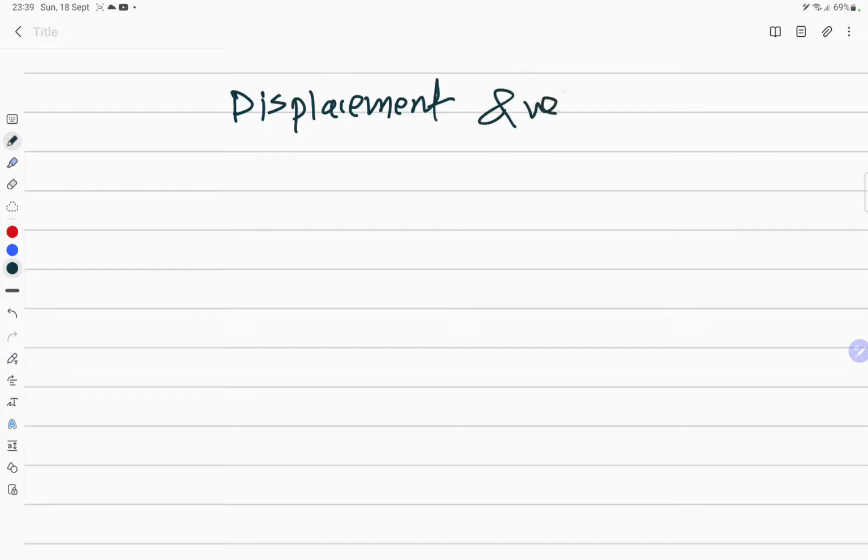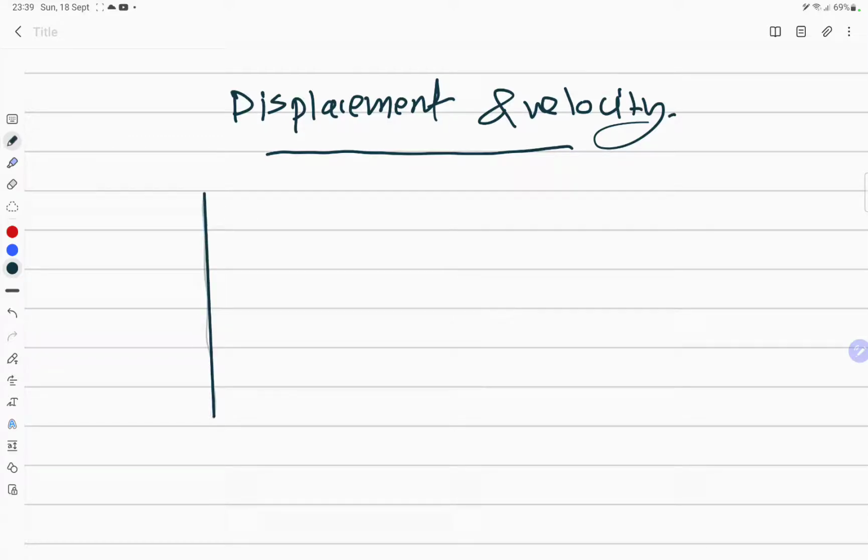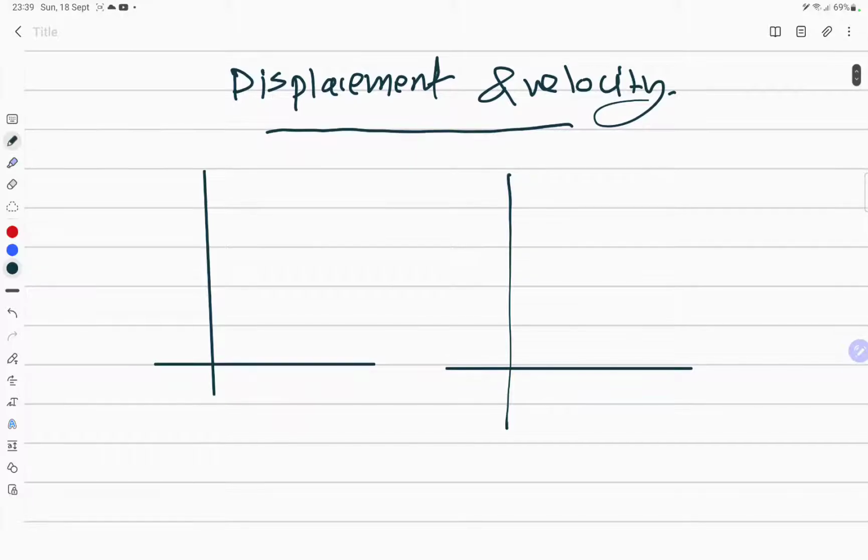Okay, I'm going to talk about the graphs of displacement and velocity. The next video is going to talk about falling objects. So these graphs, in brief, this is 1, 2. This is displacement in meters, and this is time in seconds.